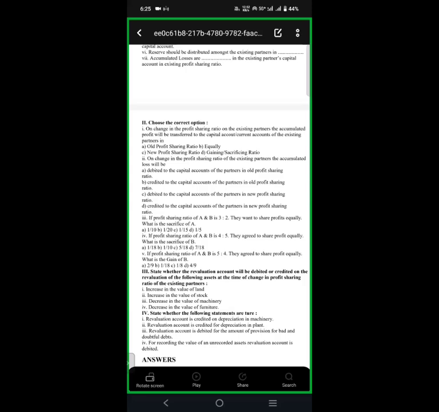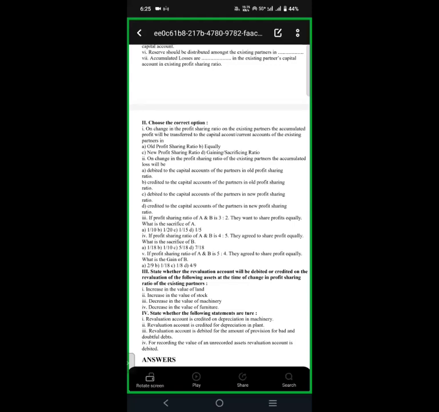If profit sharing ratio of A and B is 5:4, they agreed to share profit equally. What is the gain of B? 1/18. State whether the revaluation account will be debited or credited on the revaluation of following asset at the time of the change in the profit sharing ratio of the existing partners. Increase in the value of land. Credit.